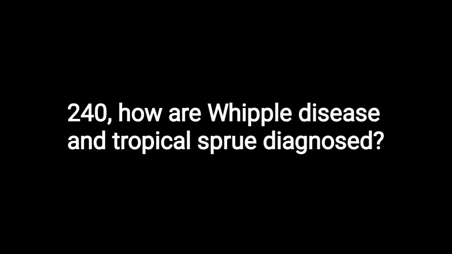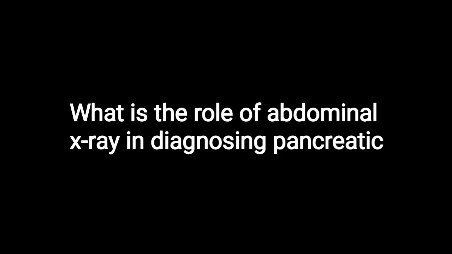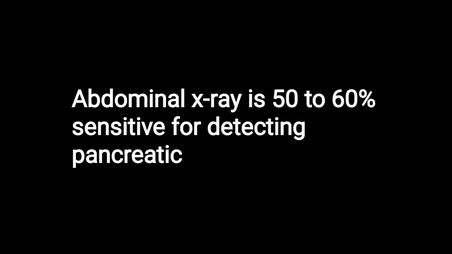240. How are Whipple disease and tropical sprue diagnosed? They are diagnosed by bowel wall biopsy showing the specific organism. 241. What is the role of abdominal X-ray in diagnosing pancreatic conditions? Abdominal X-ray is 50 to 60% sensitive for detecting pancreatic calcification.